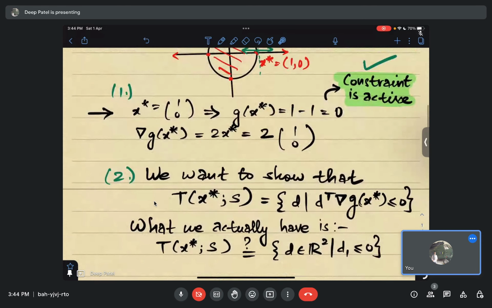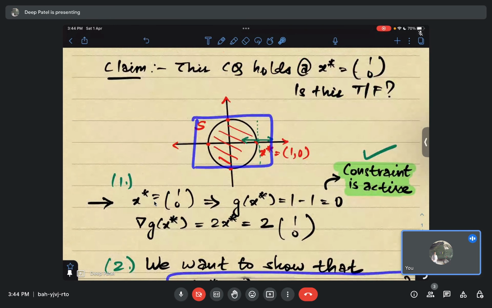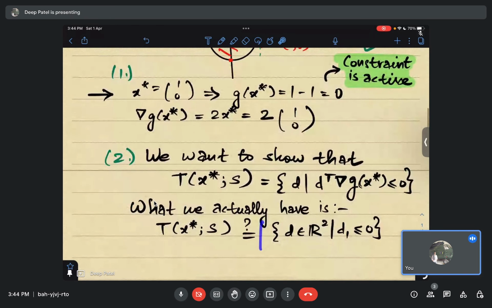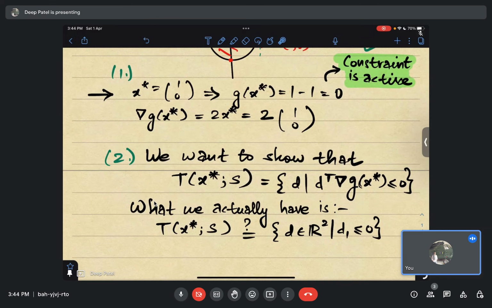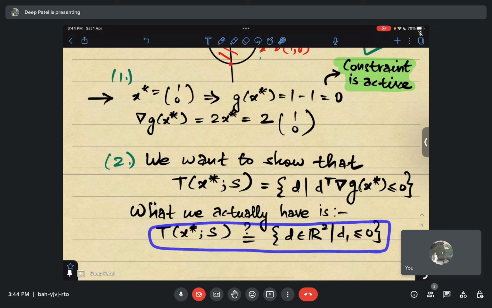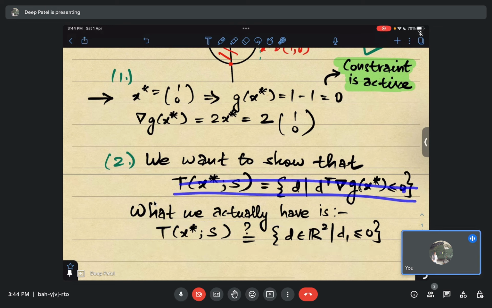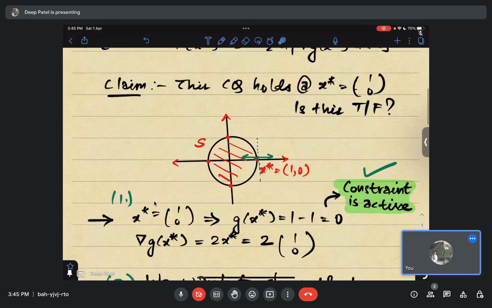So we want to be able to represent it like this, but from the geometry we have something that we can say, which should look something like this, which also aligns with our own definition of tangent cone under constraint qualification. But we assume that we do not know anything about the formal definition, and we just try to intuit, right? Let's say we don't know the form which we want, which is d transpose gradient g of x is less than or equal to 0. So we just have the geometry of the feasible set.